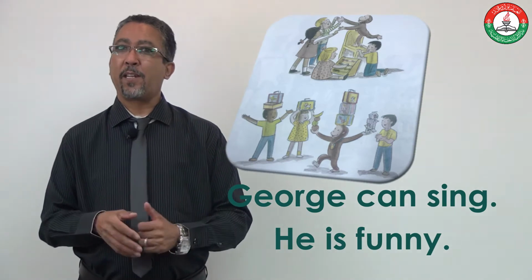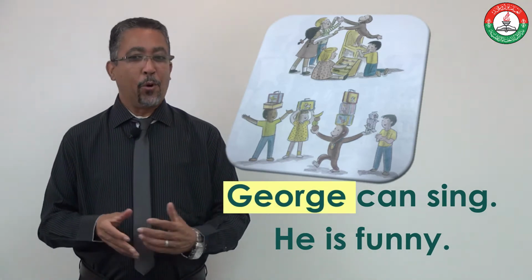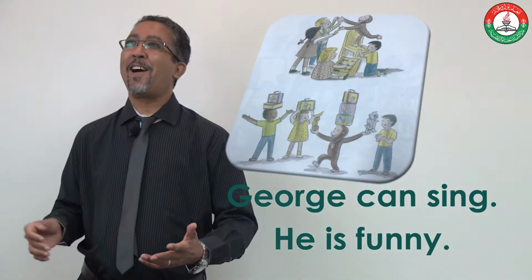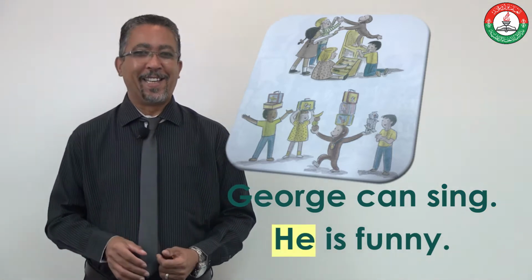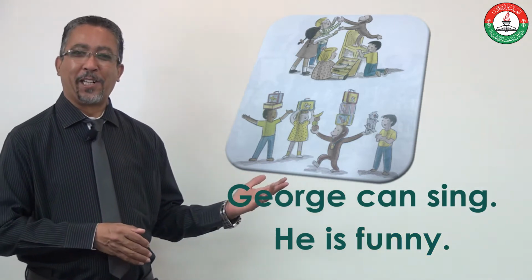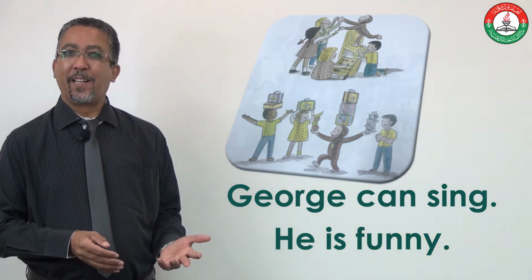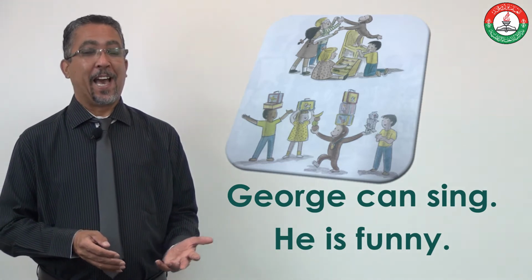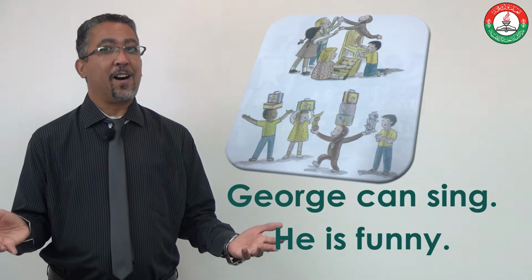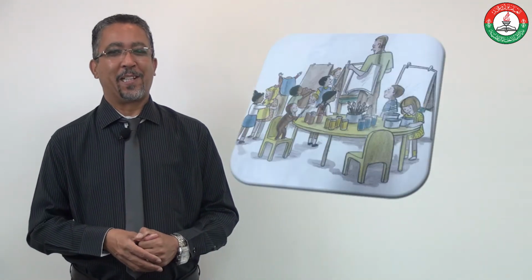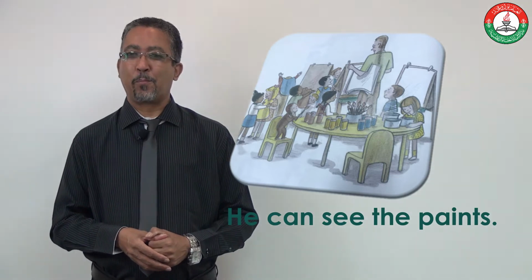Let's go to our second page. George can sing, la la la la la la la la la. He is funny. Look at the picture. What is George doing? He's doing many funny things, and his friends are having a lot of fun. Let's go to the next page.